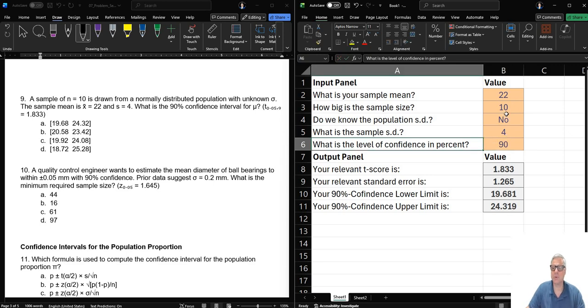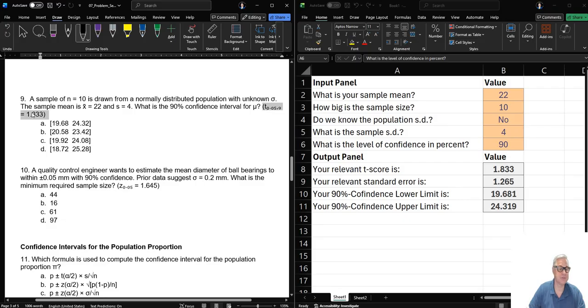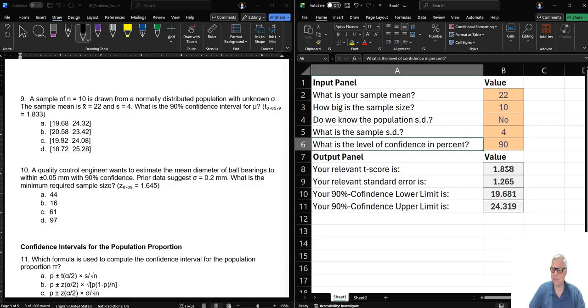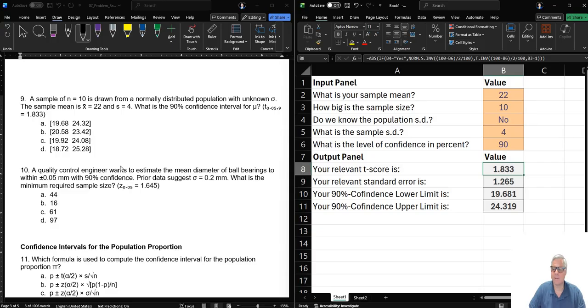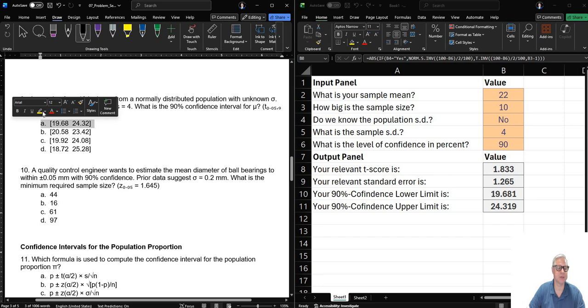Okay, 22, sample size 10, sample standard deviation 4, 90% confidence interval. And in this case, the question already gives us the 1.833, but we also see it here. So now the answer is, it goes from 19.68 to 24.3, so the answer is A. Okay, let's do still 10 and then let's make a break so that the video doesn't get too long.